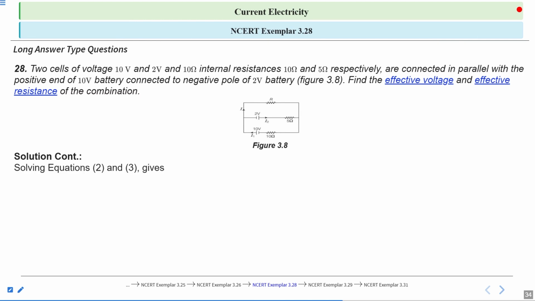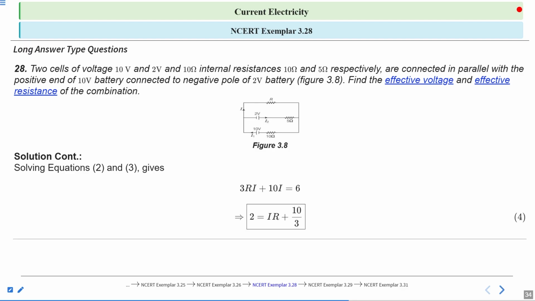Now solving equations 2 and 3, we will get 3RI plus 10I equals 6. You can solve by any method, elimination, substitution, or any other method you know. So 3RI plus 10I equals 6. After simplifying, we divide the whole equation by 3, so 2 equals IR plus 10 by 3 times I. Mark it as the fourth equation.